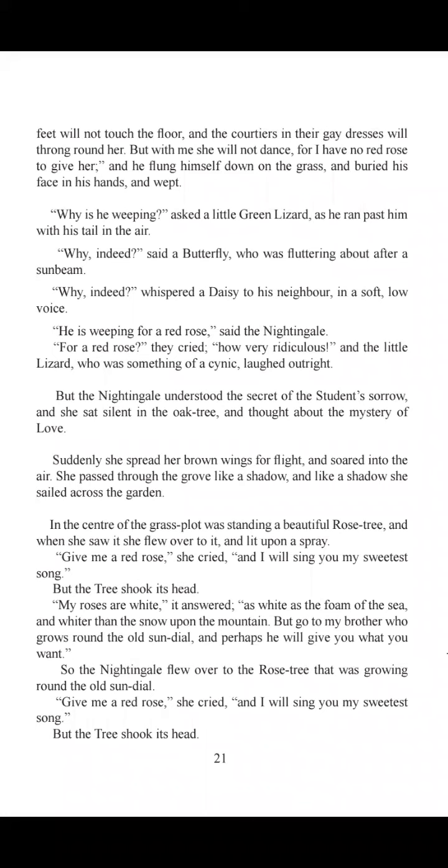Now, unfortunately, this rose plant does not have a red rose. It is saying, "I don't have any red roses. My roses are white." So the reader understands what kind of white because of the similes Oscar Wilde has used. Right? So it says, "You go to my brother, who is around the sundial."